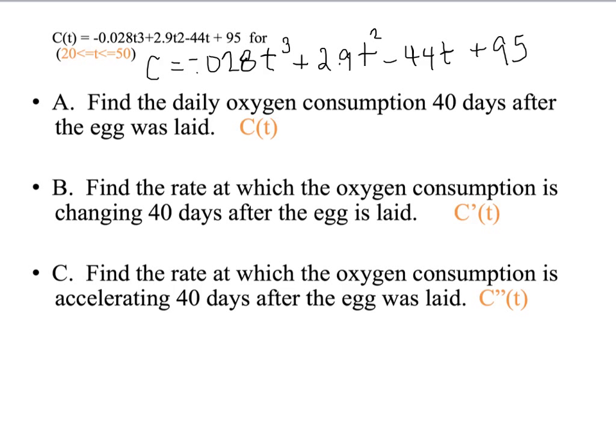So if you read each of these, find the daily oxygen consumption 40 days after the egg was laid. There, I'm basically just asking you to evaluate the function at 40. In B, find the rate at which the oxygen consumption is changing 40 days after the egg was laid. Well, think about what that is. Now we know that that's going to be the derivative, the rate at which the oxygen consumption is changing 40 days. Then we talk about acceleration in part C, and that's where we would use the second derivative.